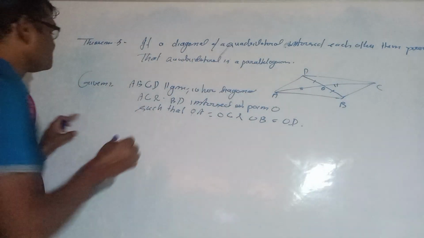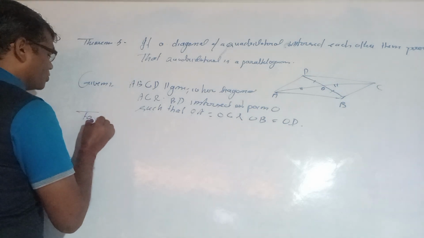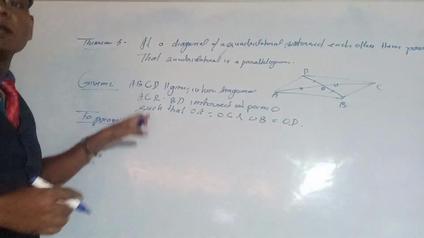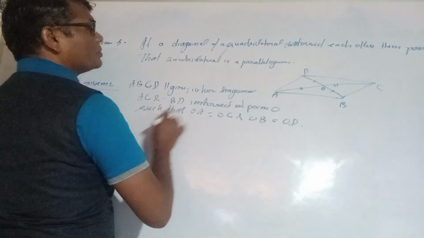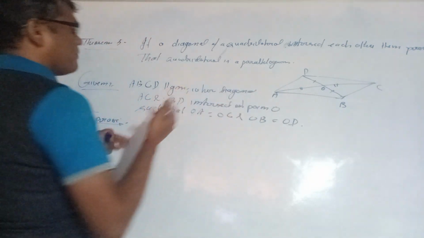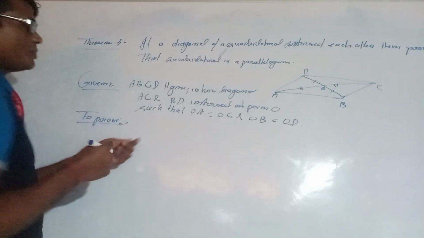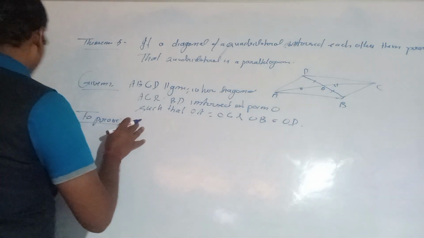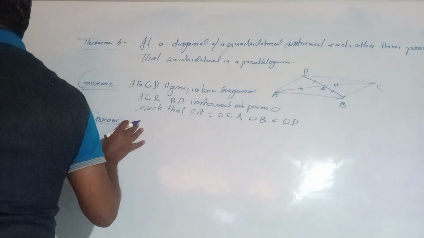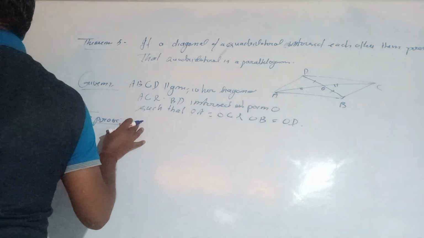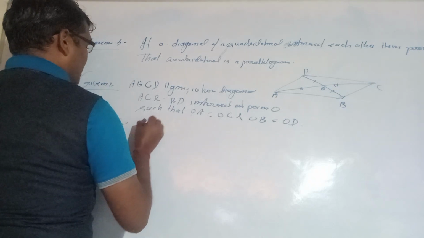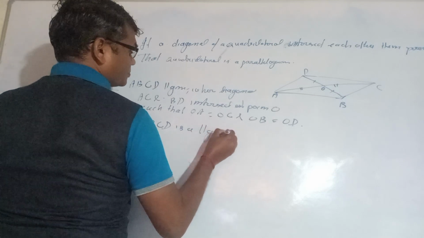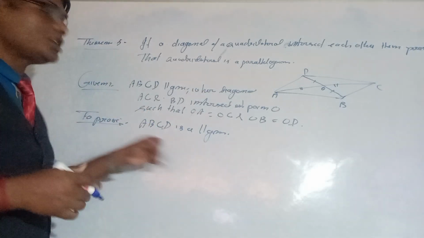So what do we have to prove here? We have to prove that ABCD is a parallelogram. Okay, ABCD is a parallelogram.